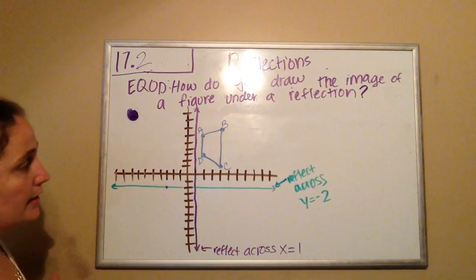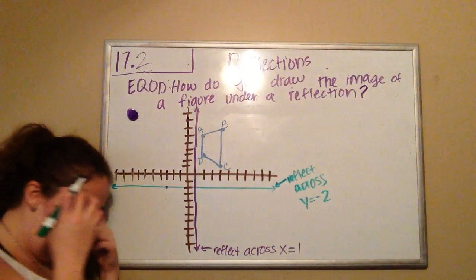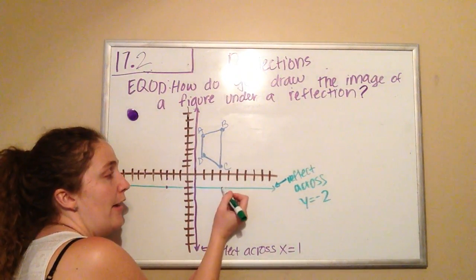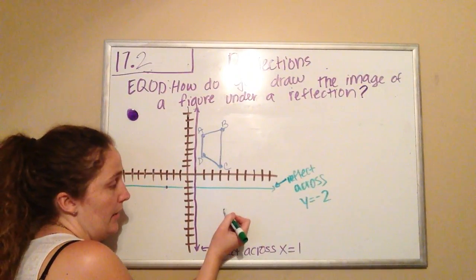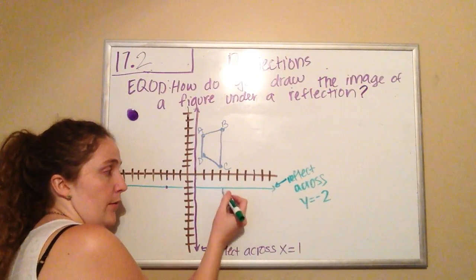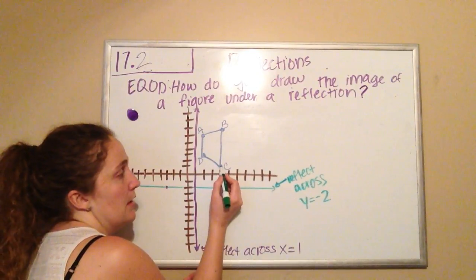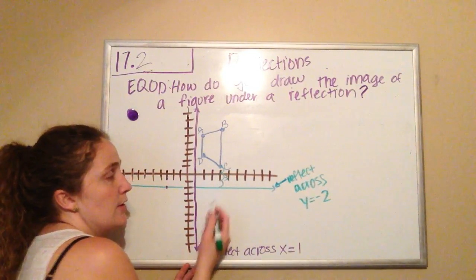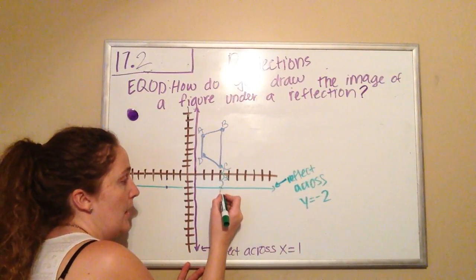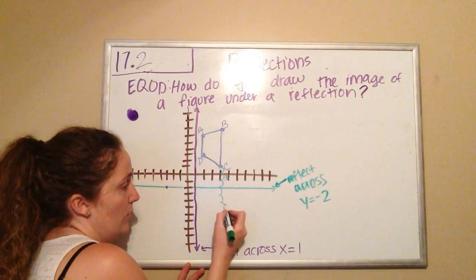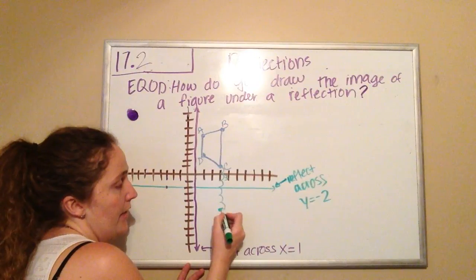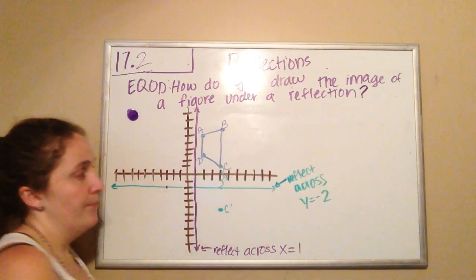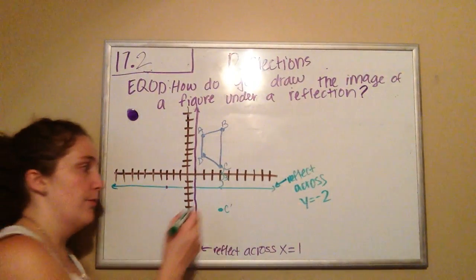So how we're going to do that is we're going to think about it in our heads. For this C, we're going to count how far it is away from the line, and then count that far away on the other side. So C is 1, 2, 3 away. To get my C prime, I'm going to count 1, 2, 3 away. And this point right here is going to be my C prime, because it is also 3 away.